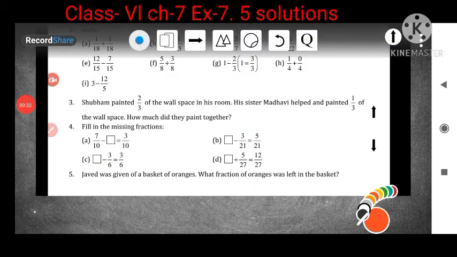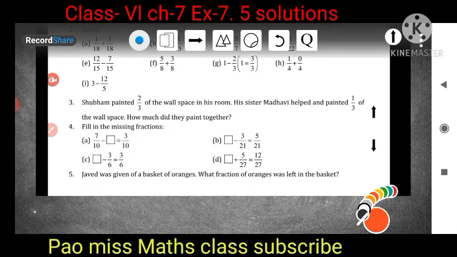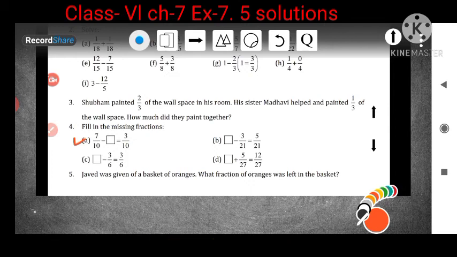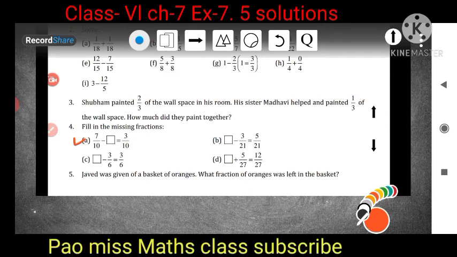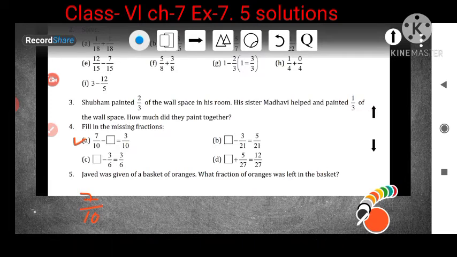Now come to question number 4. Fill in the missing fraction. Okay, we have to find the missing fraction here. The first fraction is given, 7 upon 10 minus dash is equal to 3 upon 10. 7 upon 10, isn't it? Minus, what fraction do we have to subtract here?